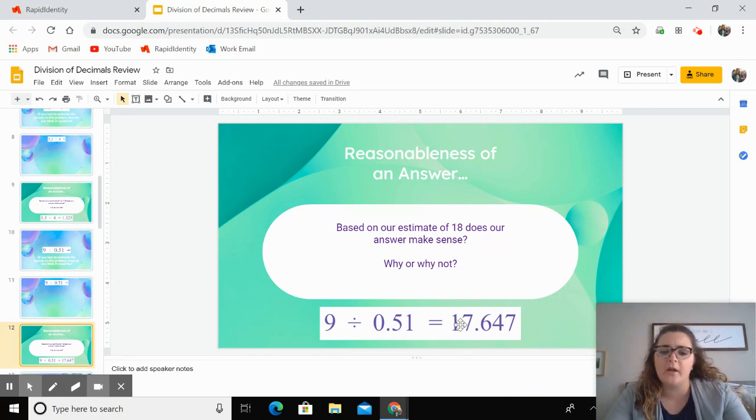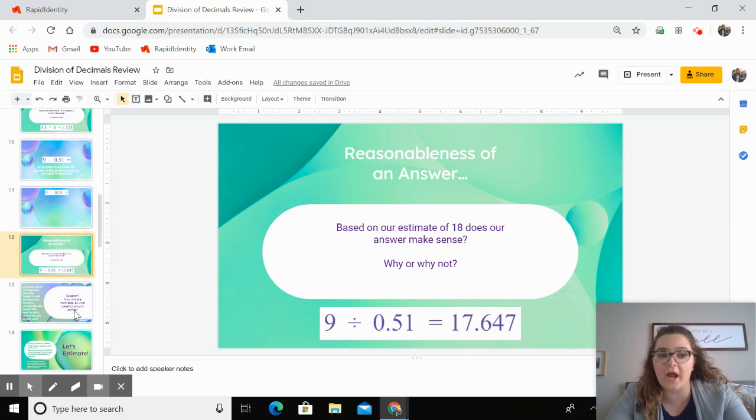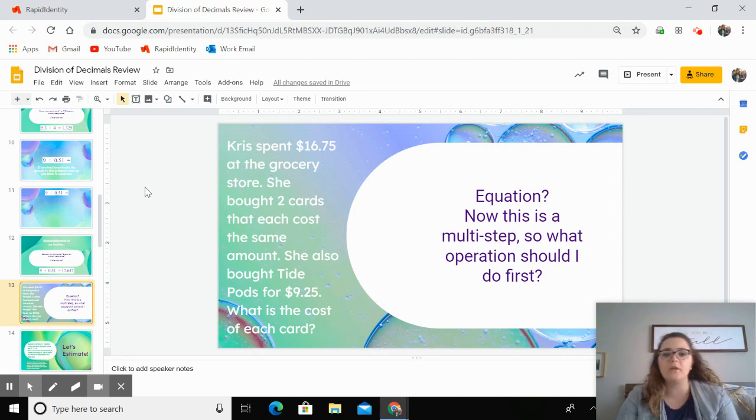And look at that. My answer here is just a little bit less than what I estimated. So I know my answer makes sense. And that's because I was dividing by just a little bit more than 1/2. Okay. So just know that you can use estimation strategies to help you figure out if your answer is logical. All right, we're going to move in and do 2 word problems together next.